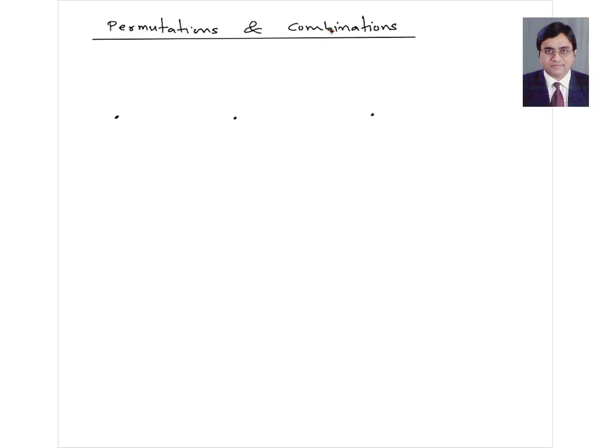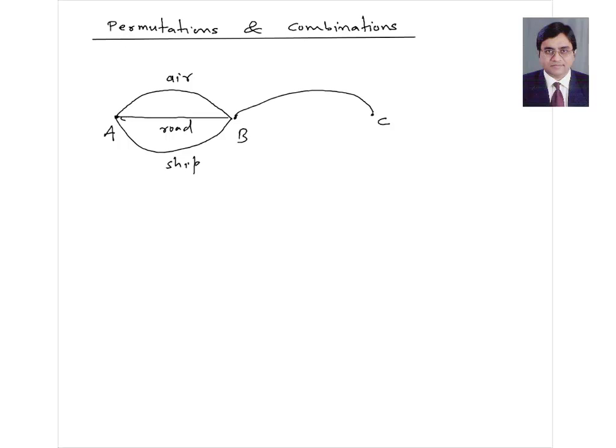In this topic, we will start with law of counting, fundamental law of counting, and then we will go in detail about permutation and about combination. What is the law of counting? Suppose you want to go to C via B. To go to B from A, there are different ways. Maybe one way is by air, other way is via road, and third way is via ship. From B to C, there are just two ways, by road, by air.